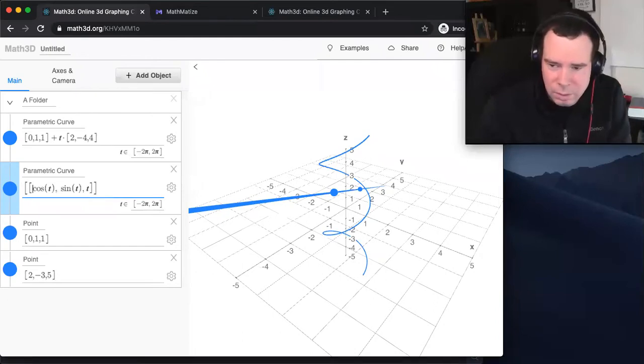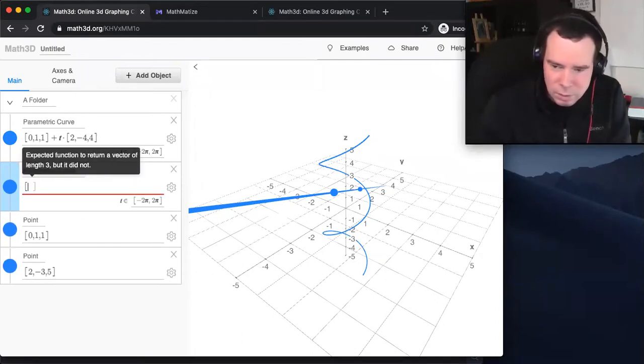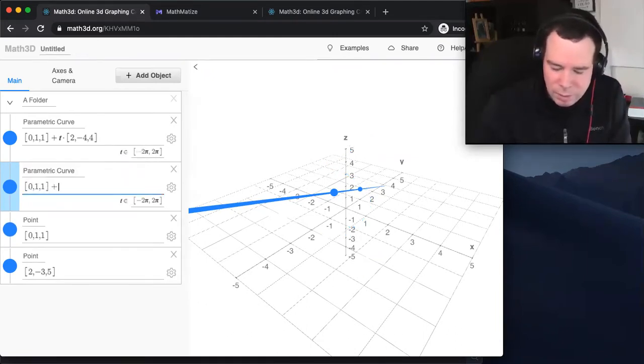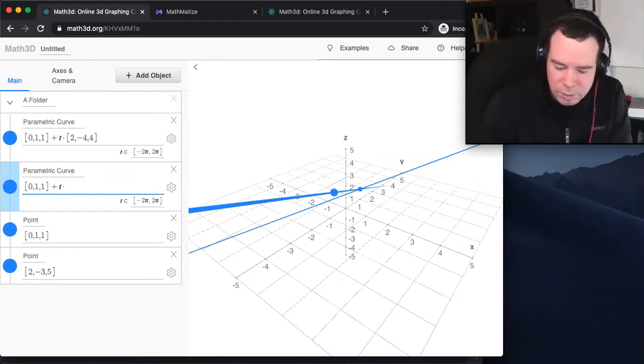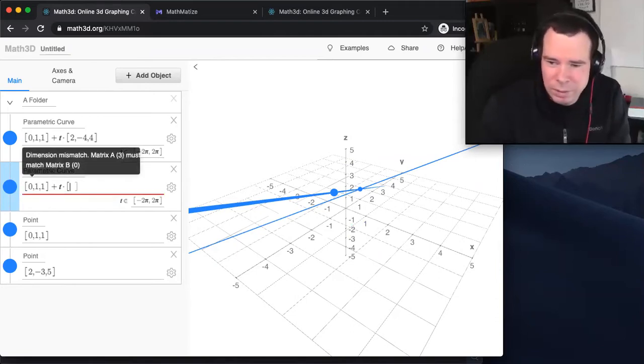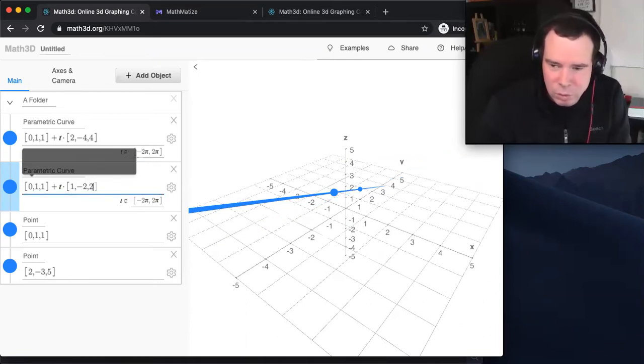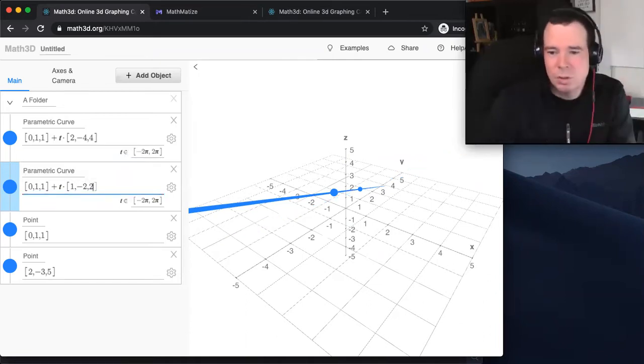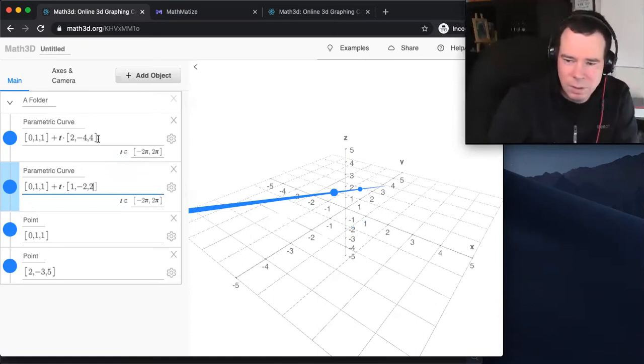And I'm going to just wipe this out and start fresh. So we can start at that same point, 0, 1, 1. Add to that a multiple of a vector that's parallel to the line. I'll take the 1, -2, 2 vector, because that's just a scaled down version of the 1 vector that I already found in the direction of the line.